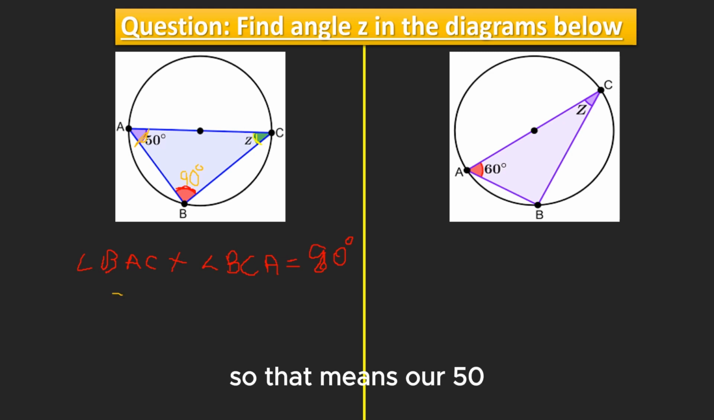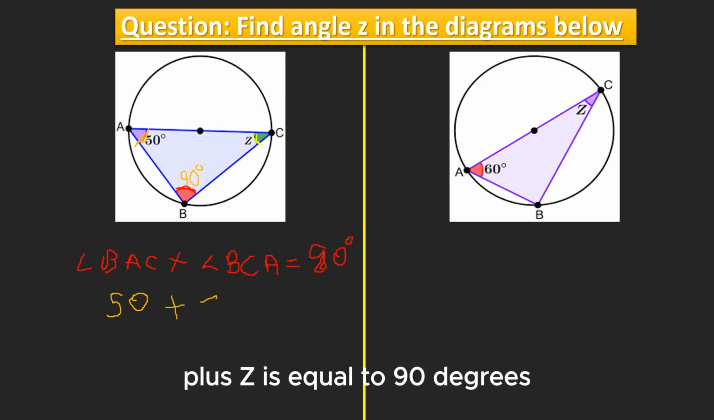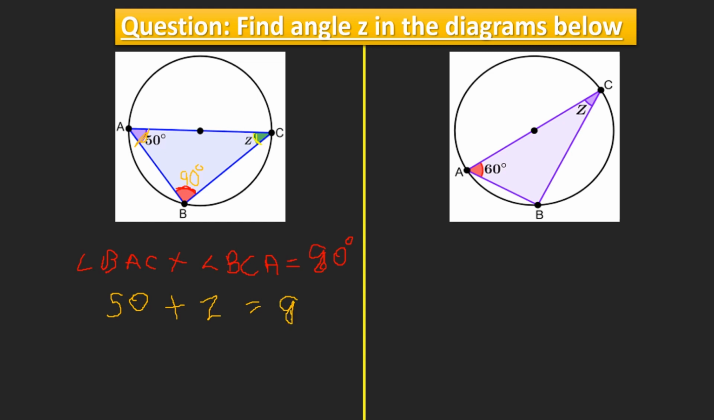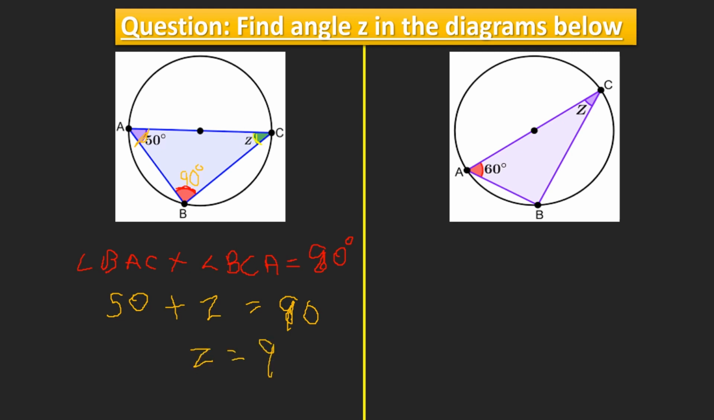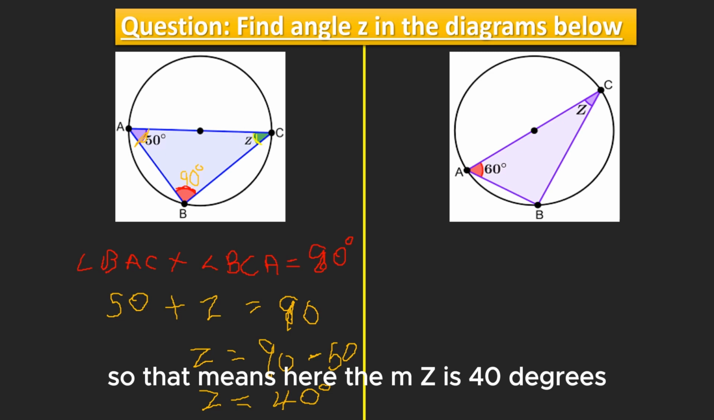So that means our 50 plus Z is equal to 90 degrees. So we're going to collect like terms here. That will give us 90 minus 50, and that will give us 40 degrees. So that means here the angle Z is 40 degrees.